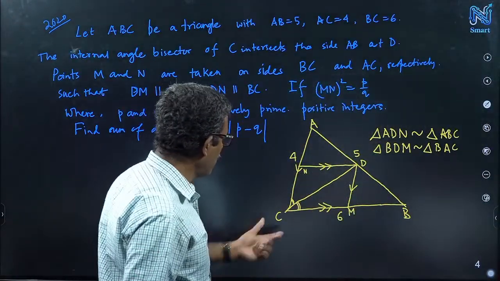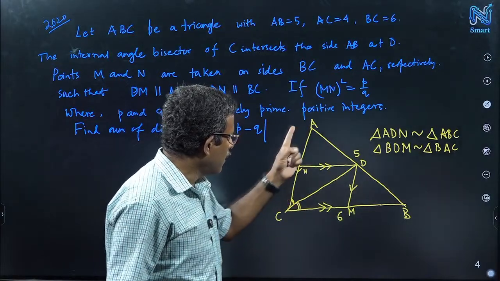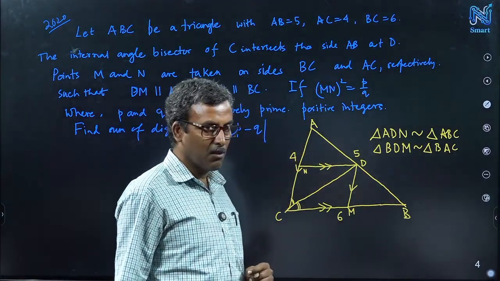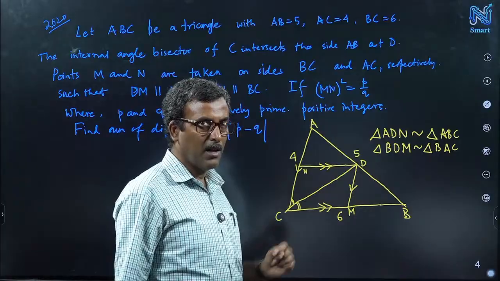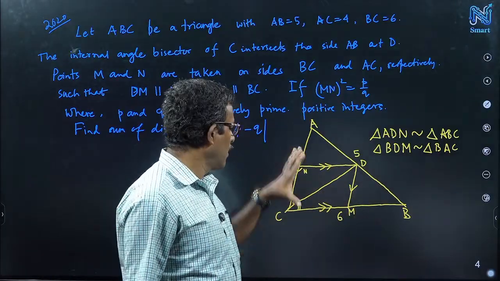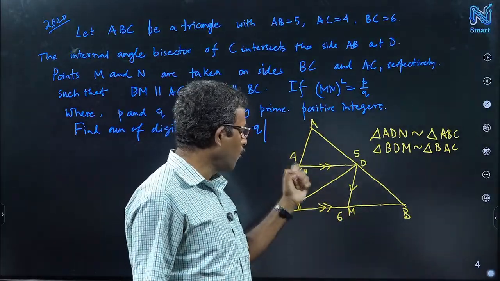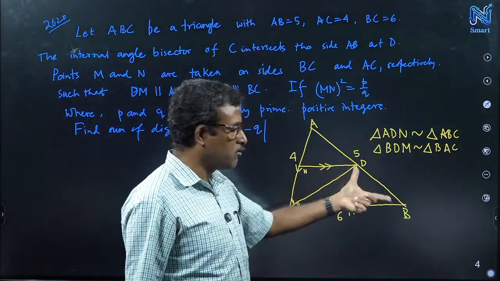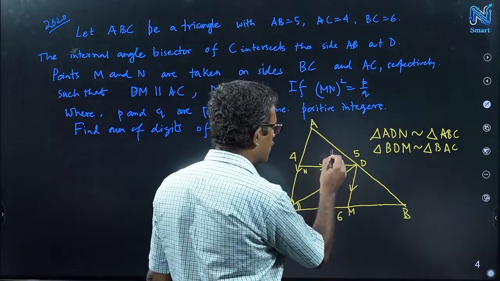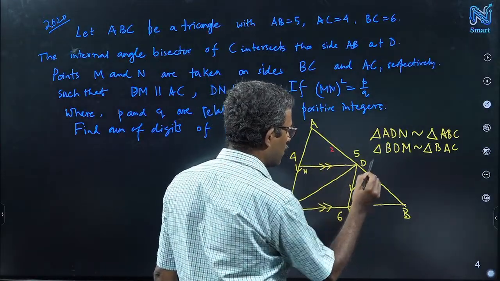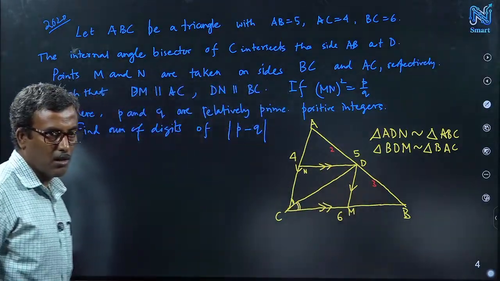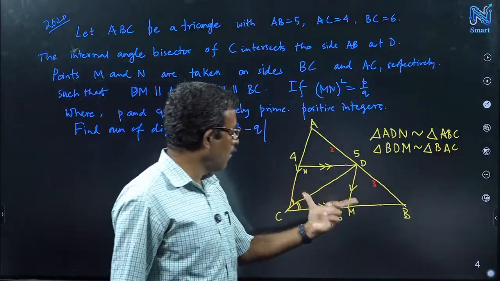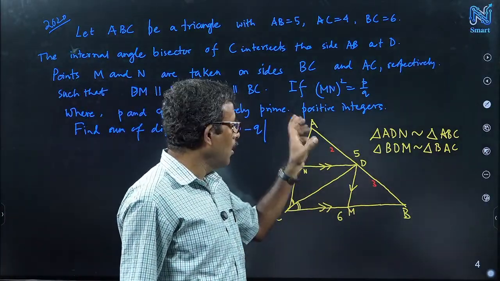So then what happened? Then AD by BD is what? AD by BD is AC by BC. So 4:6, that is 2:3. That means this is 2, this is 3, because the sum is 5. So this is 2, this is 3, right?